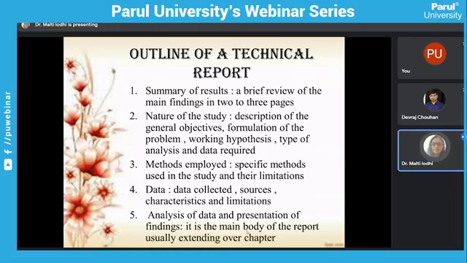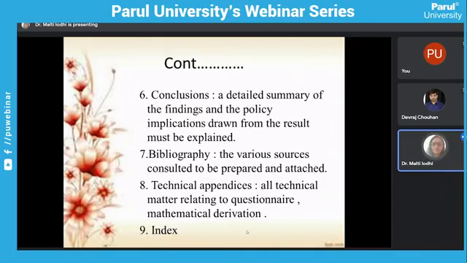Methods employed, the specific methods used in the study and their limitations you have to mention. Then data collected, sources, characteristics, and limitations too you have to mention. Analysis of the data, presentation of findings, the main body of the report, usually extending over the chapters. So these all are the things which you have to remember while you are writing the report. Then conclusion, you have to mention bibliography too, and technical appendices if needed, matter relating to questionnaire, mathematical derivations. These all things you have to mention, and index also if needed.